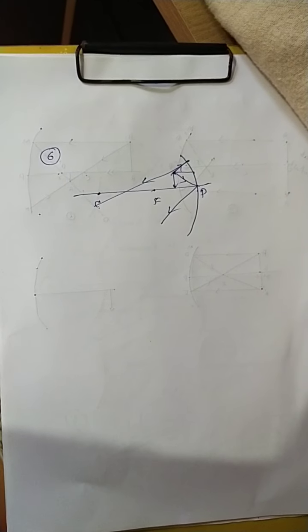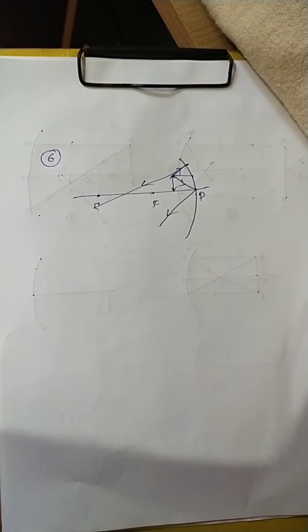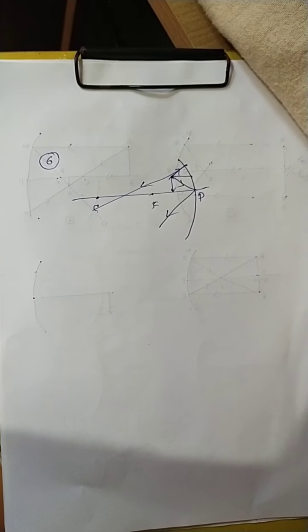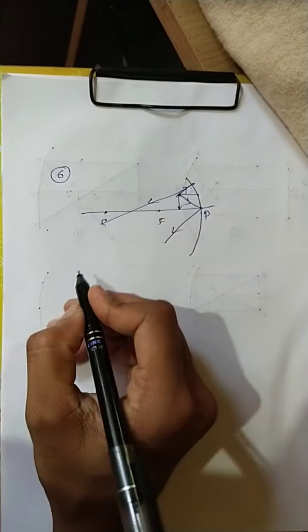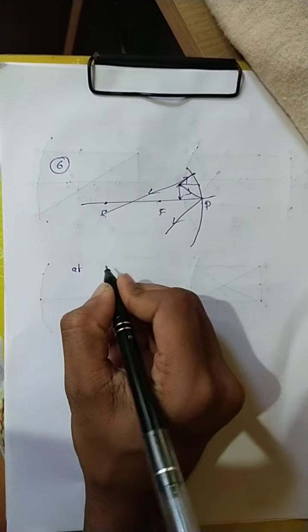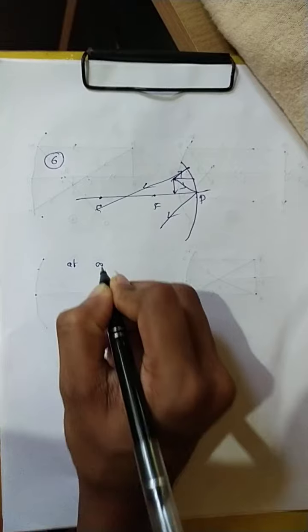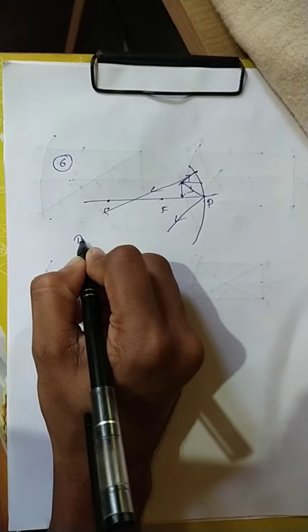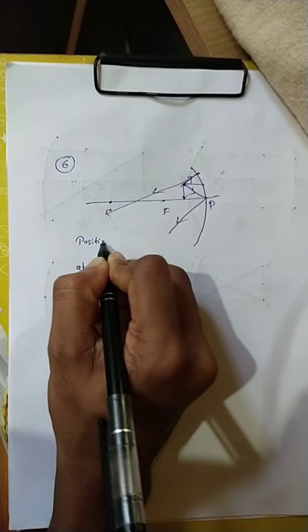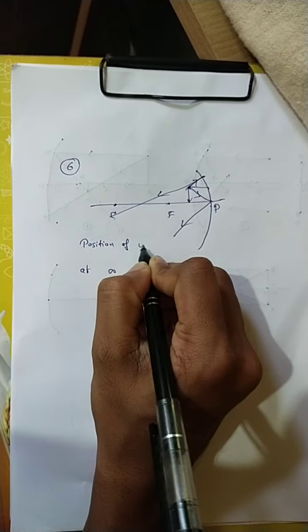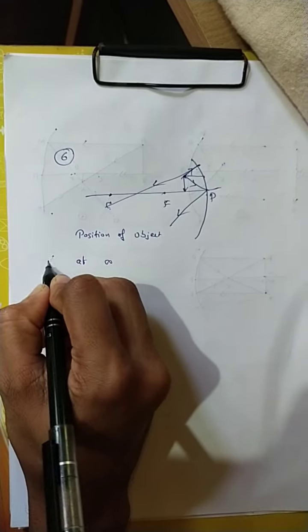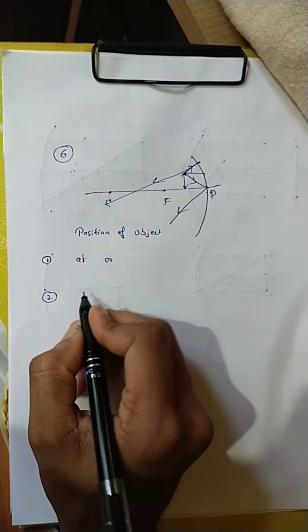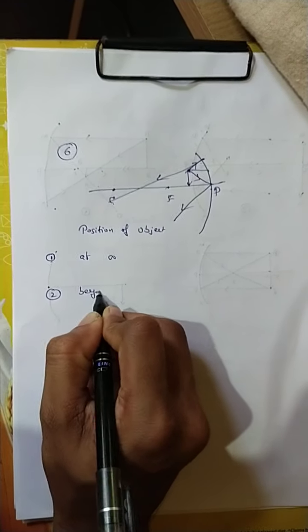So again we can understand from those diagrams the position of the object. In the first diagram the position of the object is at infinity, that is the first point. In the second, beyond C.